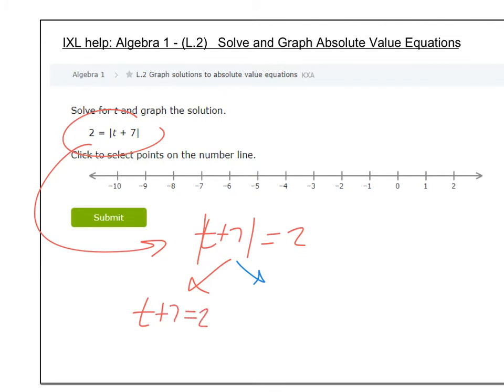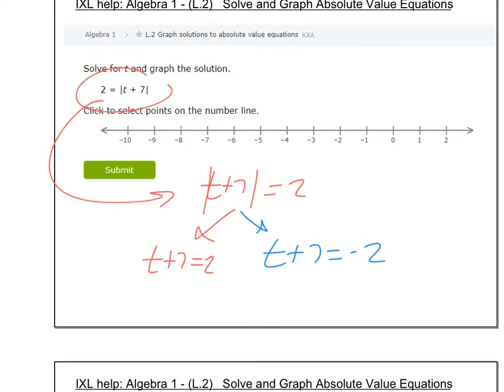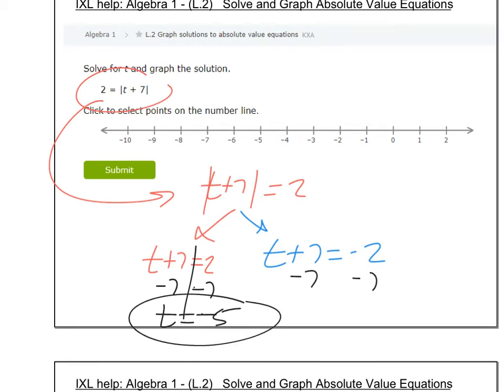The red case looks just like the equation looks right now without changing anything but just dropping the absolute value lines. T plus 7 equals 2. The blue case, t plus 7 equals negative 2, because that's what would have to be true in that absolute value to make this equation work for the two answers. So I'm going to minus 7 from both sides of the first one. T equals negative 5 is one of the answers. Minus 7 from both sides in this one. 7's cancel. T equals negative 9.